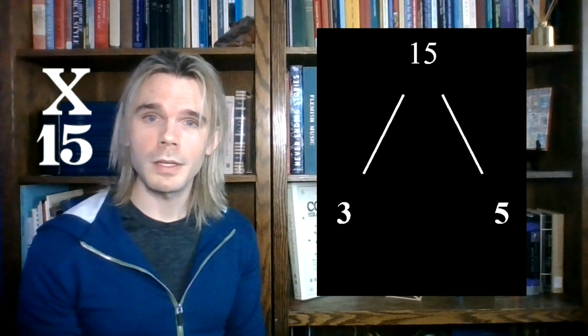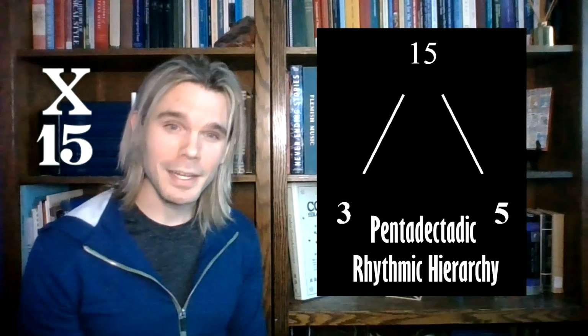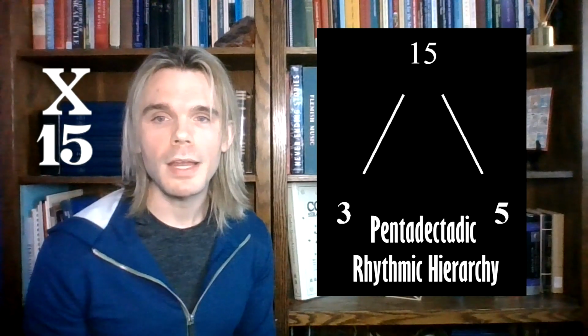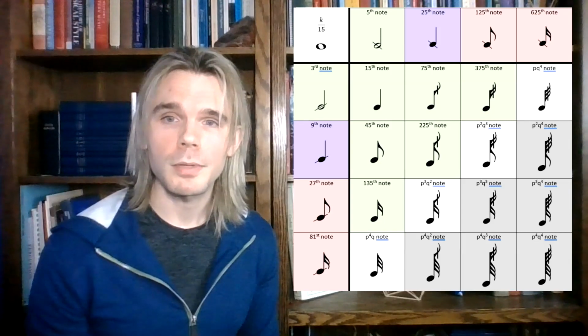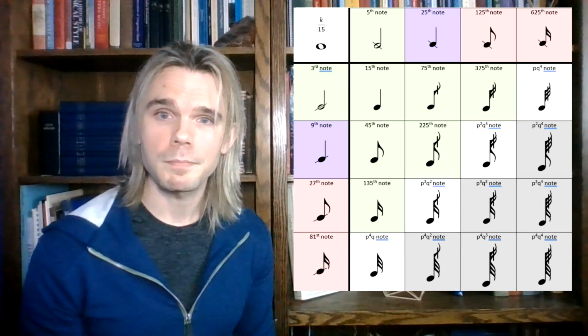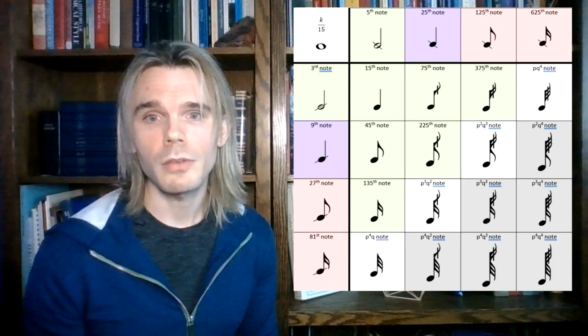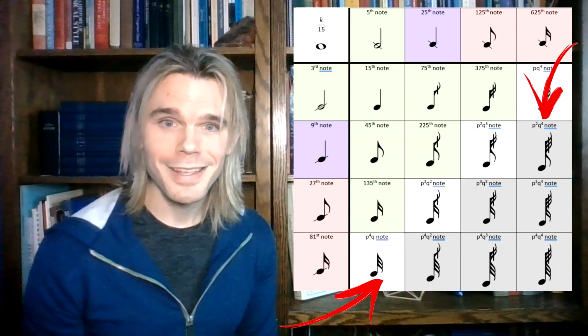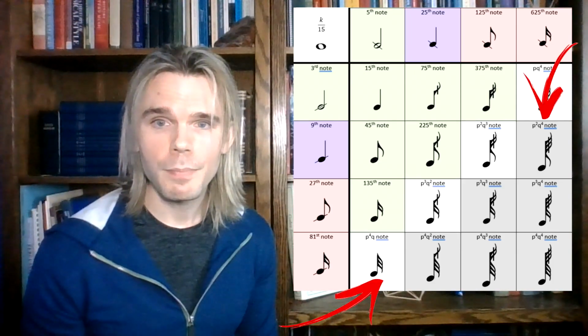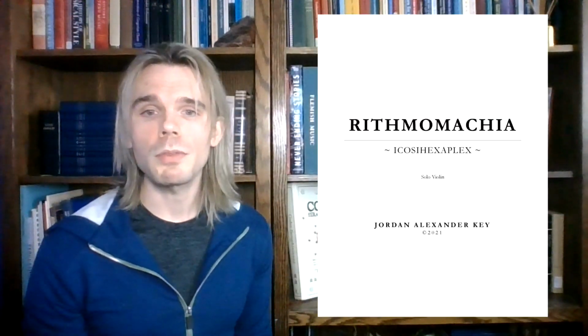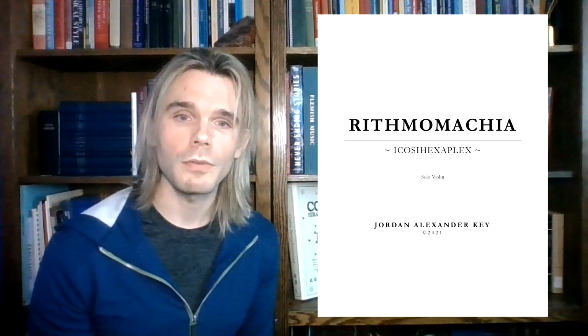Now let's consider an example of an actual imperfect regular time signature, something over 15. Our two prime factors here are 3 and 5, giving us a pentadectatic rhythmic hierarchy, which we can abbreviate as pentadecaplex. The grid here provides us with a precise numerical value of each subdivision. Note that we have not supplied the values of notes within the white or gray regions, since they are essentially unusable. Let's conclude with an actual example of this notation in practice, using my work Rhythmomachia icosihexaplex for solo violin.